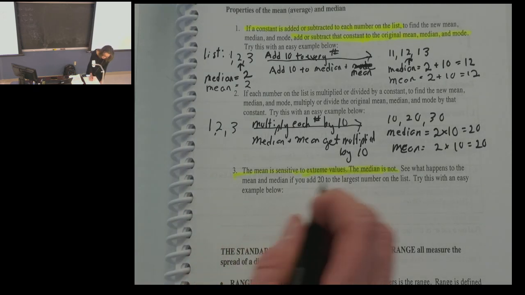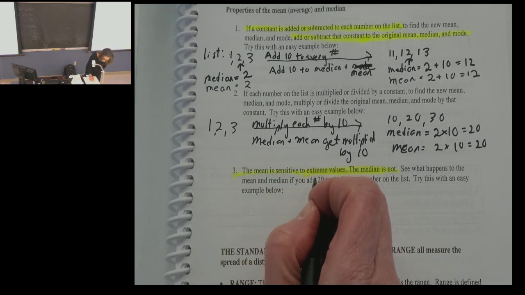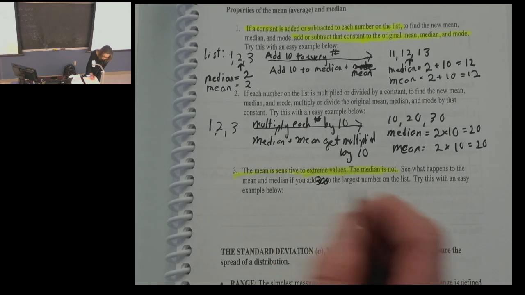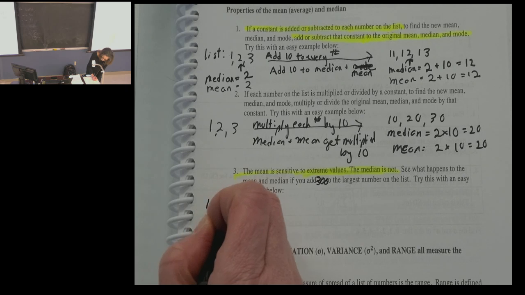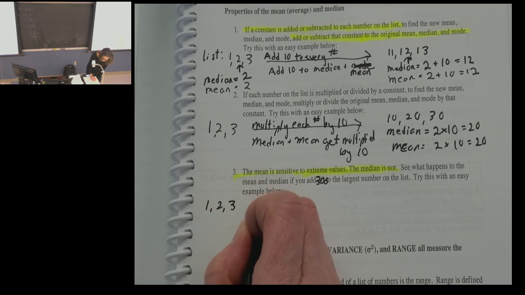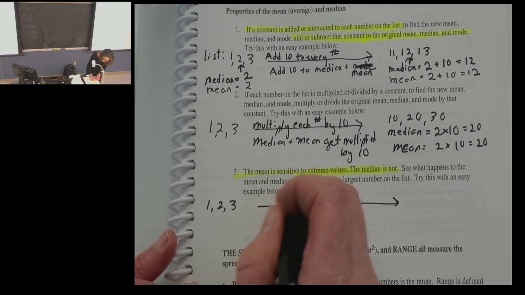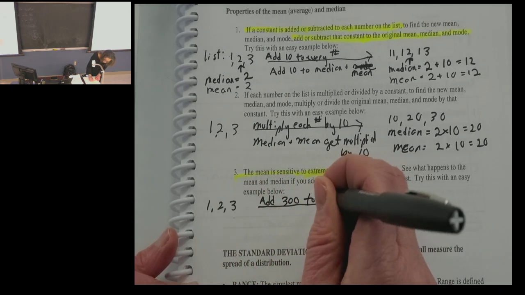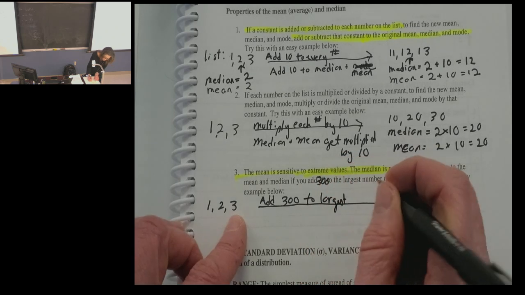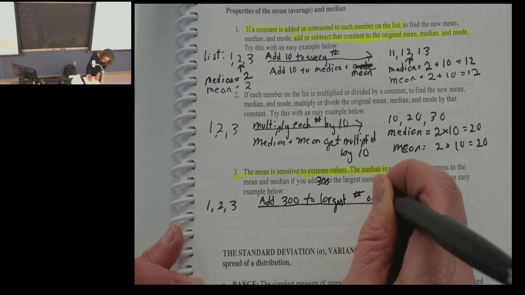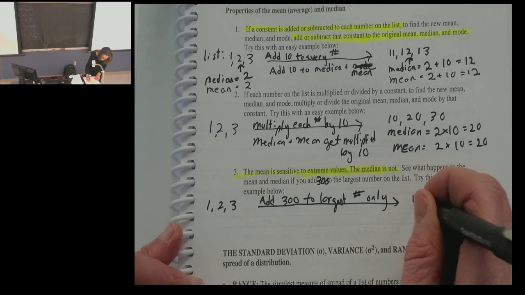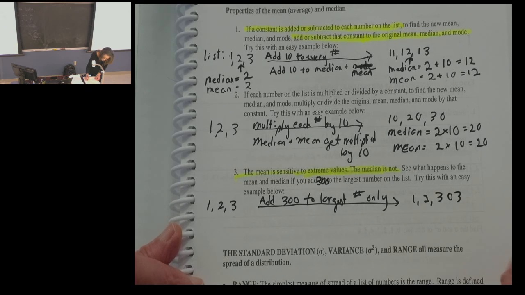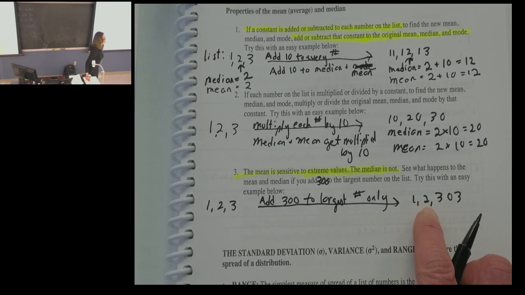Okay, so let's see what happens to the mean and median if we add a bigger number, 300, to the largest number on the list. All right, so we'll do 1, 2, and 3. And now what are we going to do? We're just going to add 300 to the largest number only, to this one. So then we get 1, 2, and 303. And you can see that the median doesn't change.